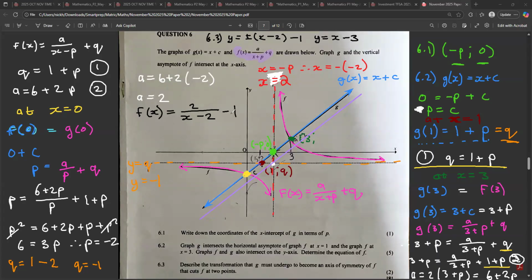Well, what have we got? In 6.2, the transformation g, g of x is equal to x minus 2. So in 6.3, we know that g of x is equal to x plus c, and we know that c is equal to p, and we worked out p to be negative 2. So g of x is equal to x minus 2. I think that would be good for 1 mark.